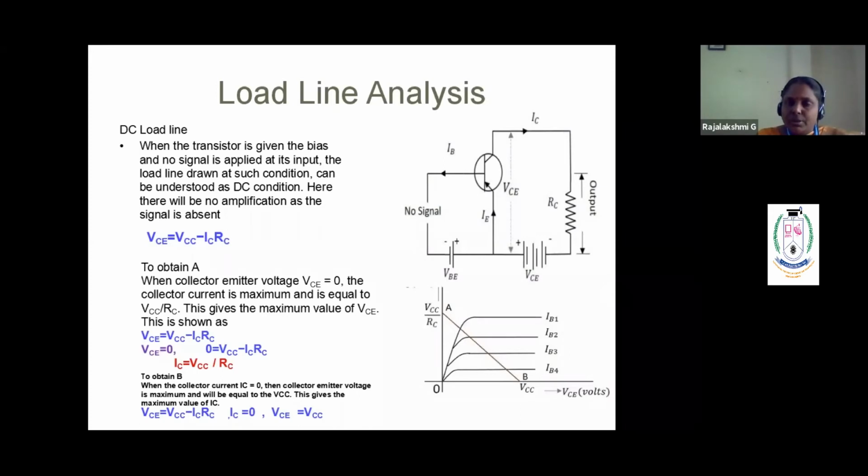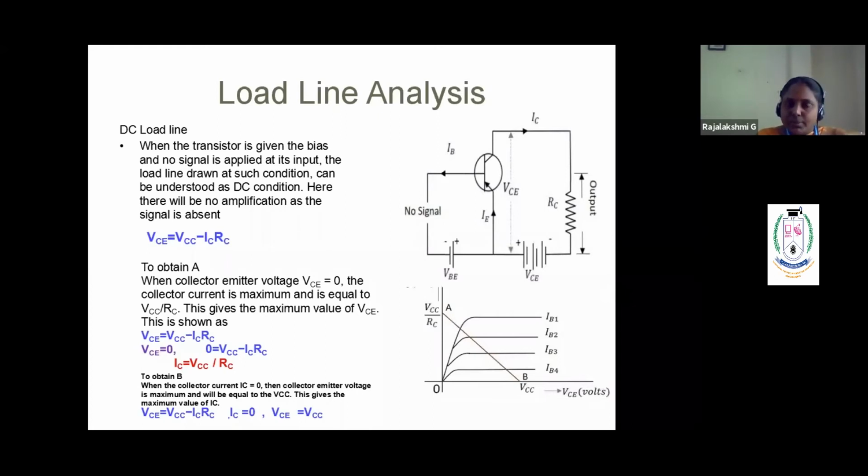What we are going to do is, we are going to note down 2 points A and B. How that is done? To obtain the point A, in the equation VCE is equal to VCC minus ICRC, make VCE equal to 0 and find what is the value of IC. After substituting, you will be getting IC is VCC by RC. Note down that point in the y-axis.